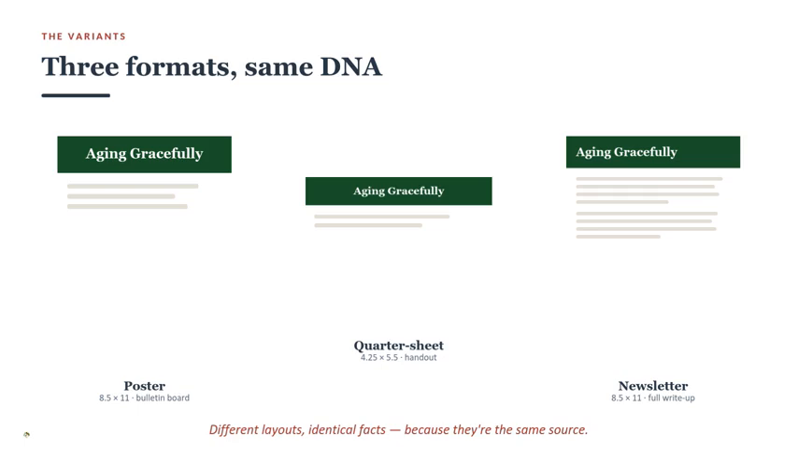3 formats for 3 jobs. The poster for a bulletin board. A quarter sheet to hand out and leave on the counter, where you cut the sheet up into quarters and hand them out to others. And a full-page newsletter with real paragraphs describing every single week for people who want to know exactly what they're signing up for. Different layouts, but the facts underneath are identical because they come from the same source of truth.